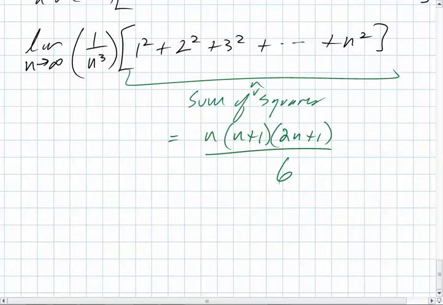Let's plug 3 in. What's 3 times 4? 12. What's 12 times 7? 84. Divided by 6, it's 14. Isn't it? Wow, we're doing really well here.